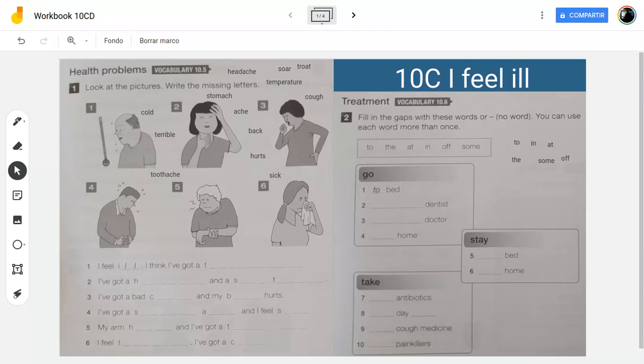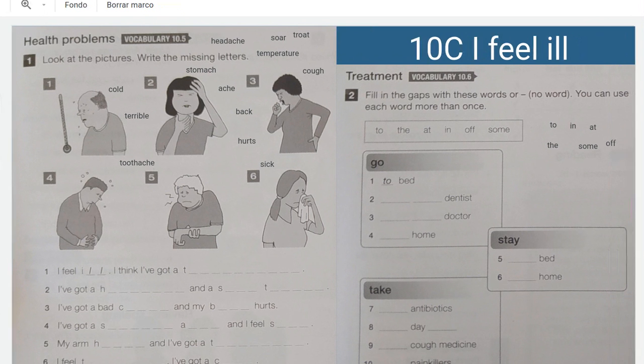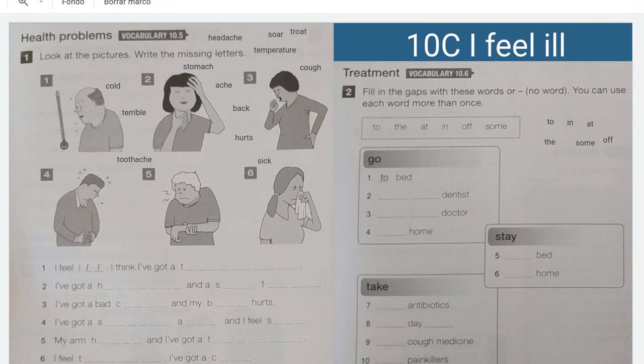Welcome to today's session. In this case, we're just verifying the information. That is, we're basically just answering the workbook. We're answering the workbook and verifying the information. So we're doing that on lesson 10C, I feel ill, and lesson 10D, which is winter blues, and I'm your instructor, Joey Walker.